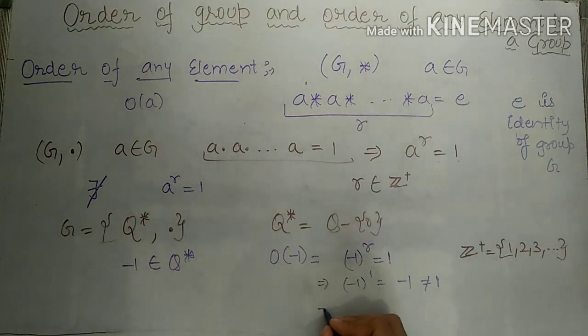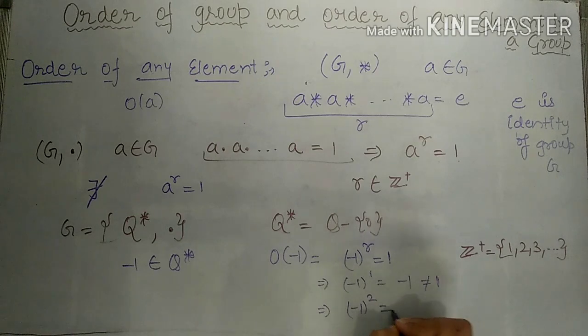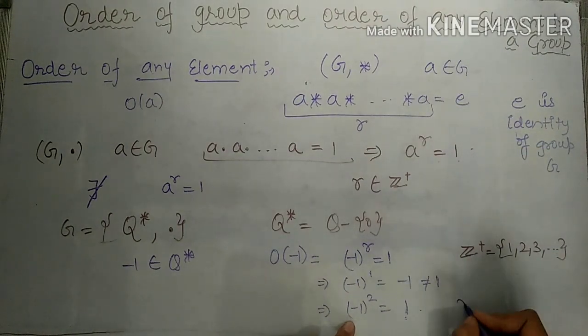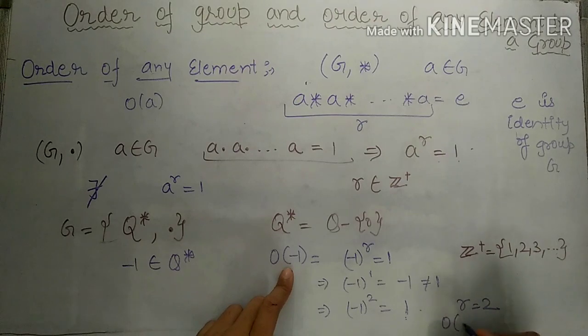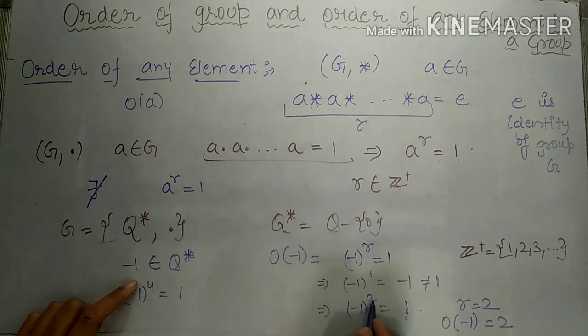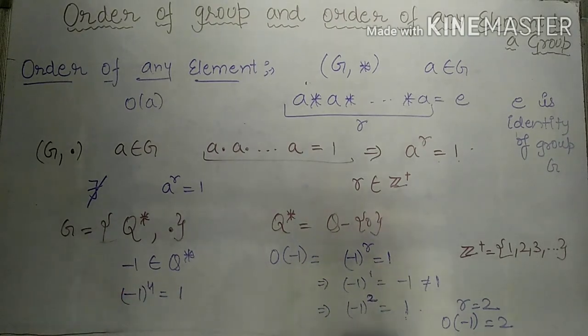Next, if we put the value of r equal to 2, -1 squared is equal to 1. So it satisfies this property. So from here what we get? r is equal to 2. So what is the order of -1? The order of -1 is equal to 2. Friends, we know -1 raised to power 4 is also equal to 1. But what is the minimum of 2 and 4? 2. So we are to take the least positive integer and that least positive integer here is 2. So what is the order of -1 here? The order of -1 is 2.